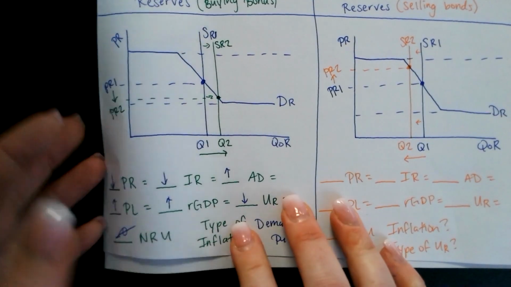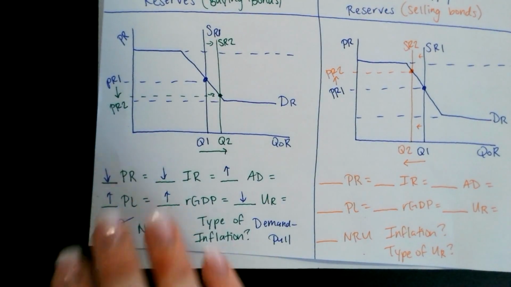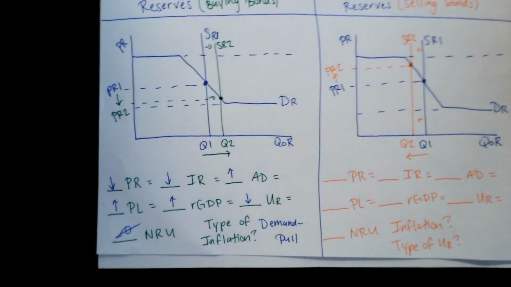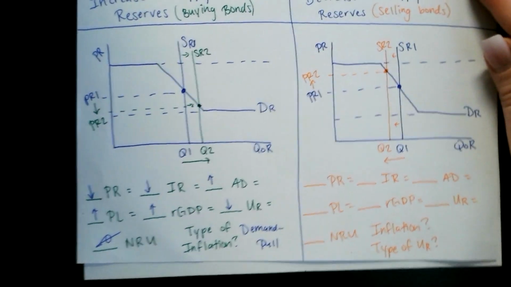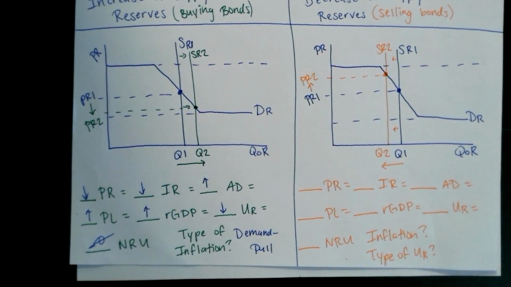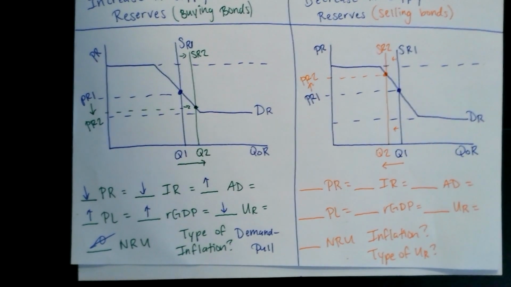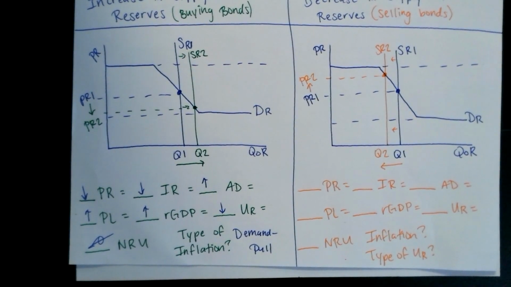Please don't just sit there and look at your partner and say, oh, it's just the opposite of what we just did. Make it make sense. When you're ready, turn to a neighbor. Are you going up, down, nowhere? Type of inflation, type of unemployment that you just added.